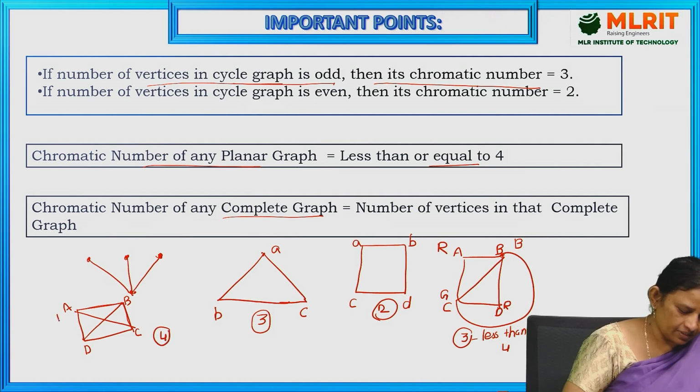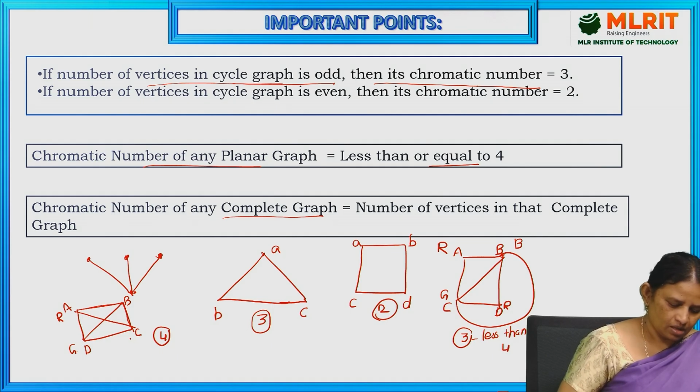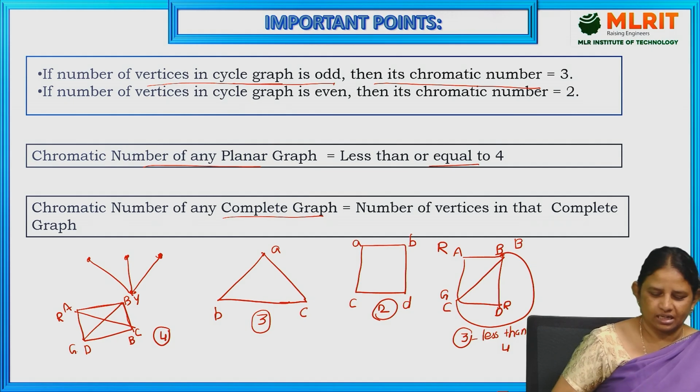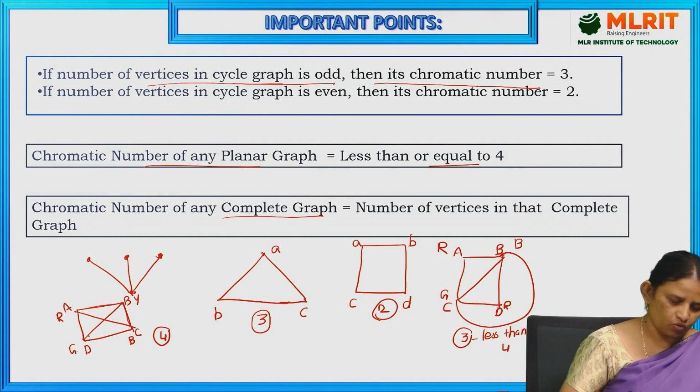A is colored with red. Don't use red for B, C and D. We can use another color, blue. Don't use the blue color for C, D, A. We can use another color, green. Then red and blue can't be used, so yellow. How many colors are required? That depends upon the number of vertices in that graph. The number of vertices is 4, and the total number of colors is also 4.